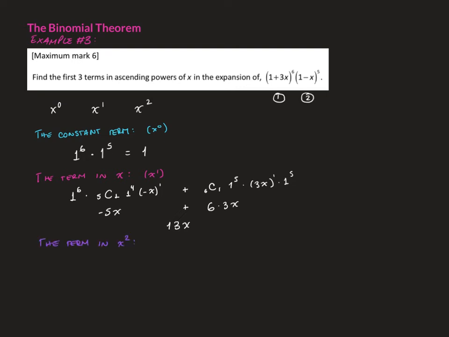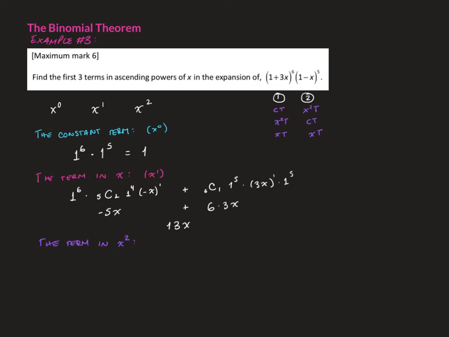For the third term, we want the term that contains x power 2, and that we can do in three different ways. The first way would be take the constant term from the first binomial and multiply it by the x squared term in the second binomial, and then do the opposite, the x squared term in the first binomial times the constant term in the second binomial. But here we have another option, and that is the x term in the first binomial multiplied by the x term in the second binomial.